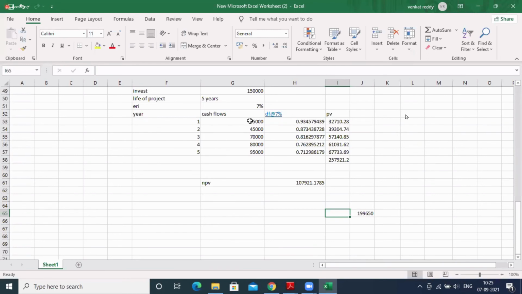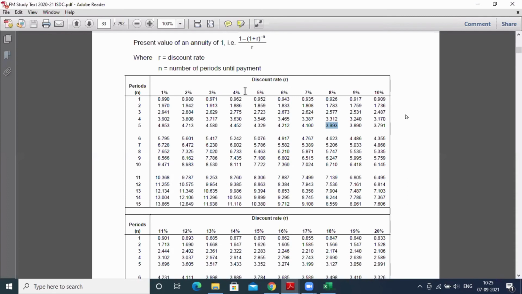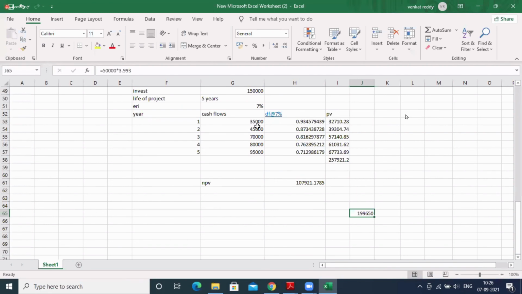Now, no need to do all these calculations. If the cash flows are the same every year, if your cash flow is 50,000 only, just go through the annuity table. If the life of the project is 5 years and the discount factor is 8%, then you can take this value and multiply it with your cash flow. I hope you understood it. This will save your time. No need to follow these steps if the cash flow is uniform.